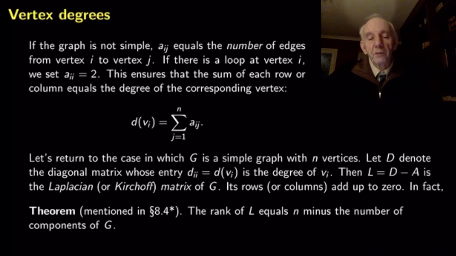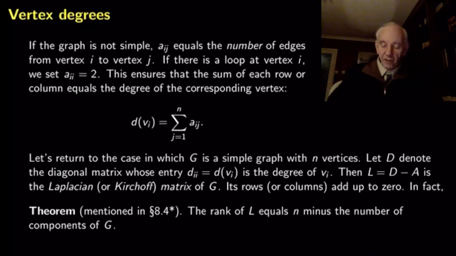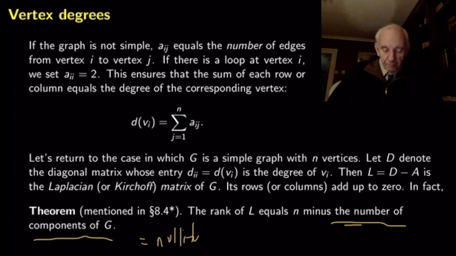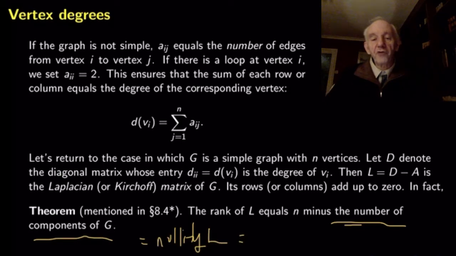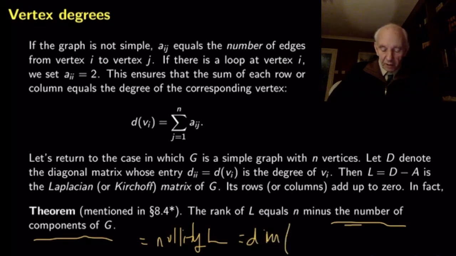And that's as big as it could be, because I've already told you that the rows of L are not linearly independent. So its rank can never equal n. Another way of saying this is to say that the number of components of the graph is equal to the nullity of the matrix L. Or if you think of the matrix as defining a linear transformation from Rn to itself, this is the dimension of the kernel of that linear transformation.